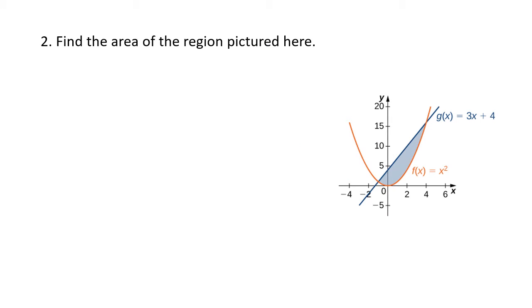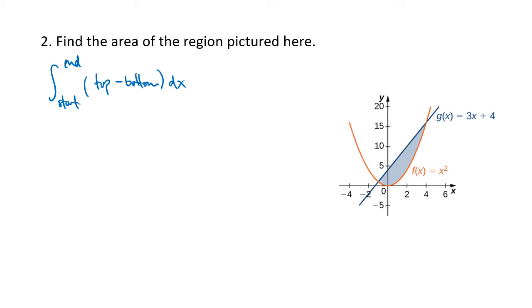Here's an example where they give us a picture of the region, which helps us get some of the information that we need. Remember that what we're trying to do is set up an integral where the lower bound of the integral is the start of the area, the leftmost x value of the area. The upper bound is the end of the area, the rightmost endpoint of the area, and then we've got the top function minus the bottom function.